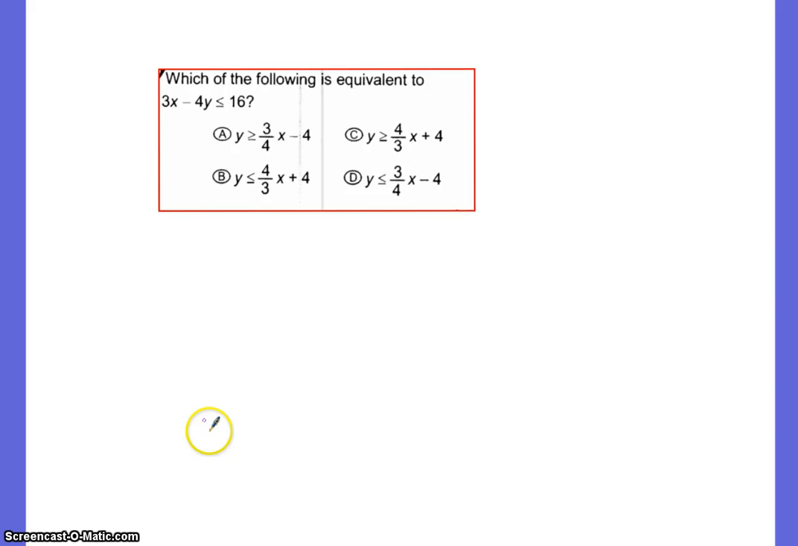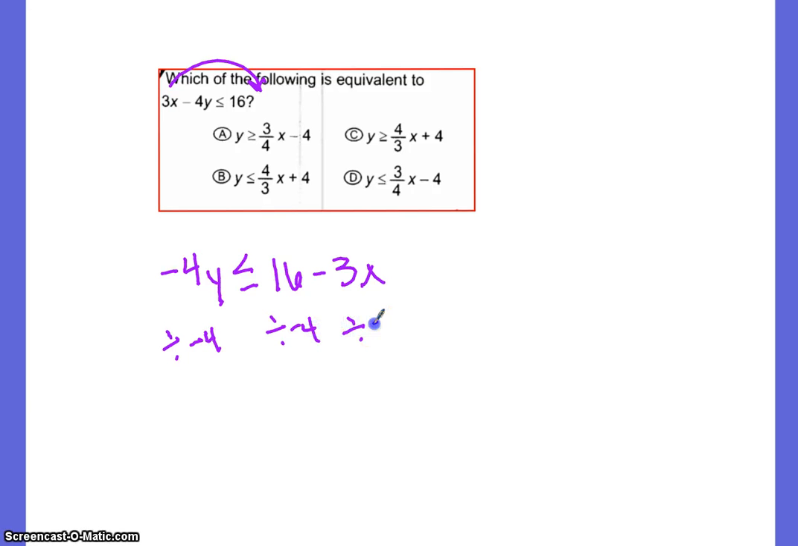Which of the following is equivalent to what they've given you? You need to get y by itself. So you're going to start by moving that 3x, and so negative 4y is less than or equal to 16 minus 3x. And then you're going to say, I need to divide everything by a negative 4. So y, now you need to remember that when you multiply or divide by a negative, you have to flip that symbol and point the other way. 16 divided by negative 4 is a negative 4. Negative 3 divided by negative 4, two negatives make a positive 3/4 x.